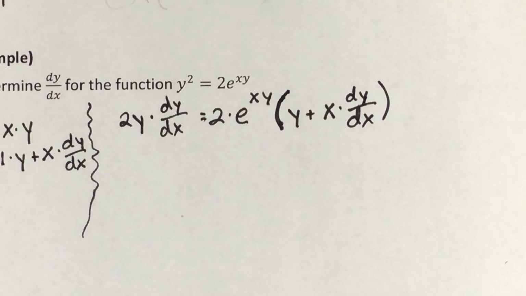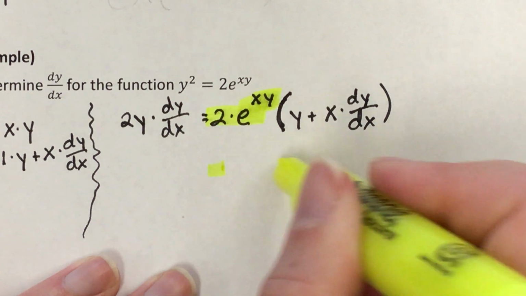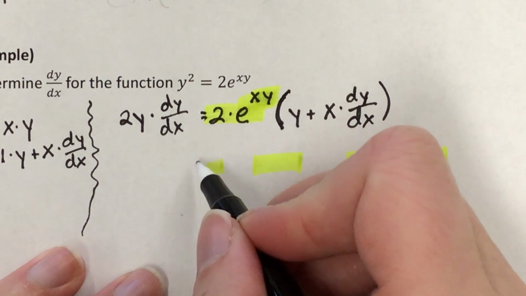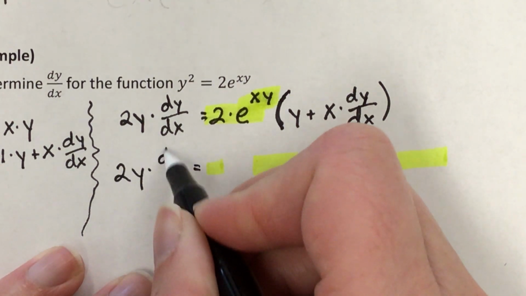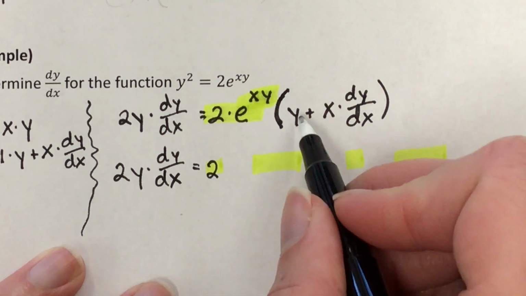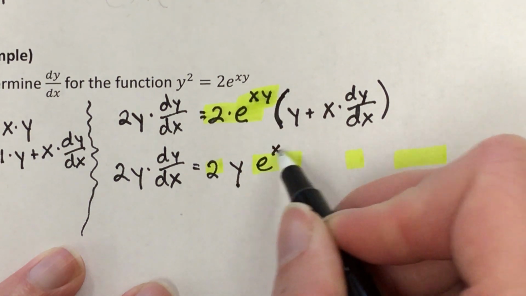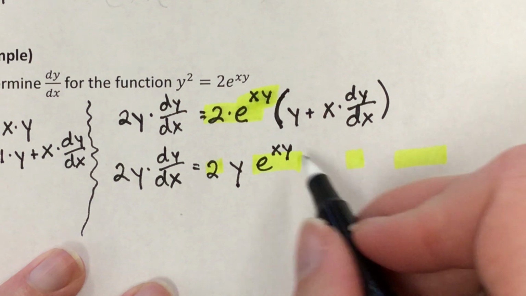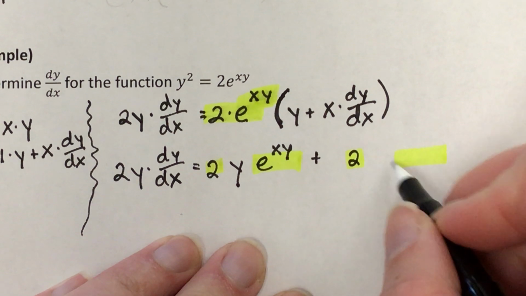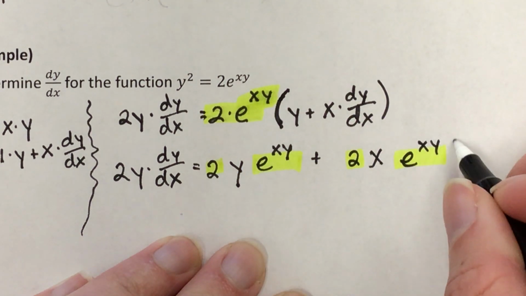Now notice where I put that, the 2e to the xy. So I've got 2y dy dx. I'm distributing. I'm going to put the 2 first, and then the y, and then the e to the xy. Plus, because of that plus, again, 2x e to the xy dy dx.